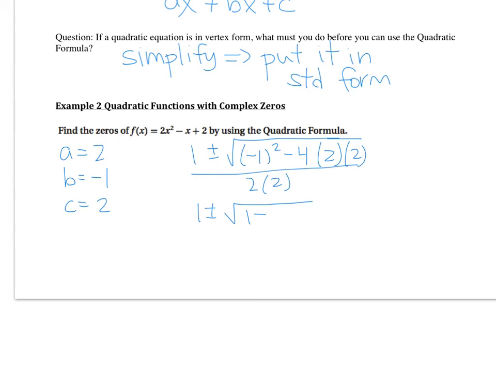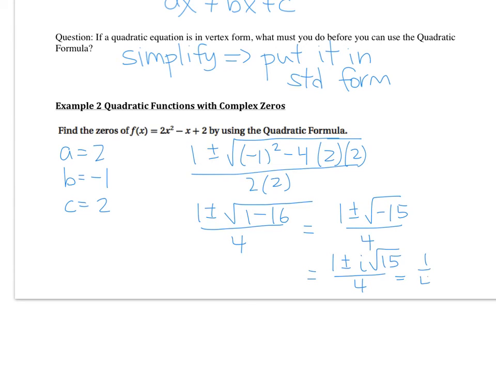Four times 2 is 8 times 2 is 16. And we can't leave the square root of a negative number. And 15 doesn't simplify any more than that. So this is 1 plus or minus i root 15 over 4. And a lot of times they will split. Remember that the square root of negative 1 equals i.